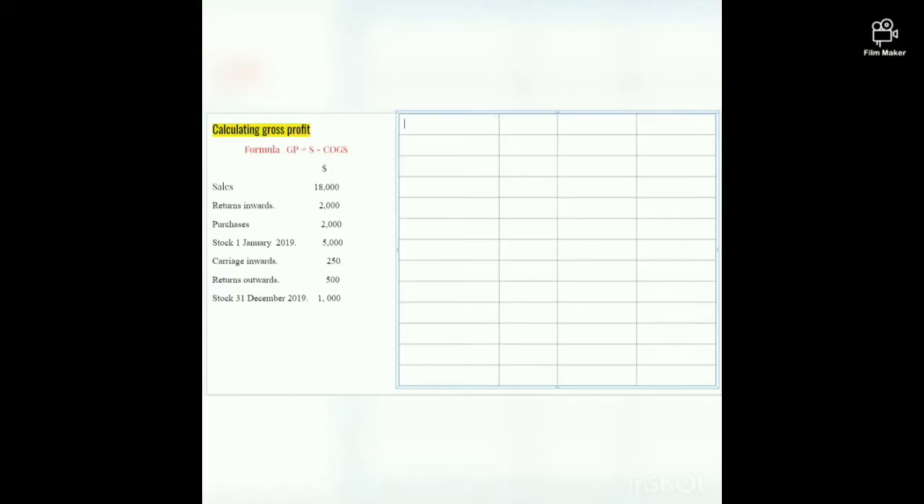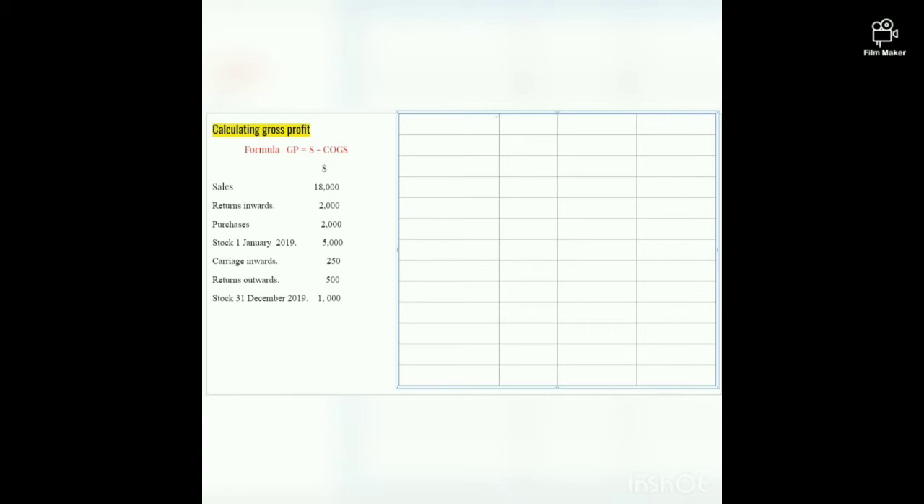So now we're going to calculate the gross profit. The formula states that gross profit is equal to sales minus cost of goods sold. Remember, oftentimes we do not know the cost of goods sold, but we are going to use the 5 simple questions that we discussed previously to find the cost of goods sold.